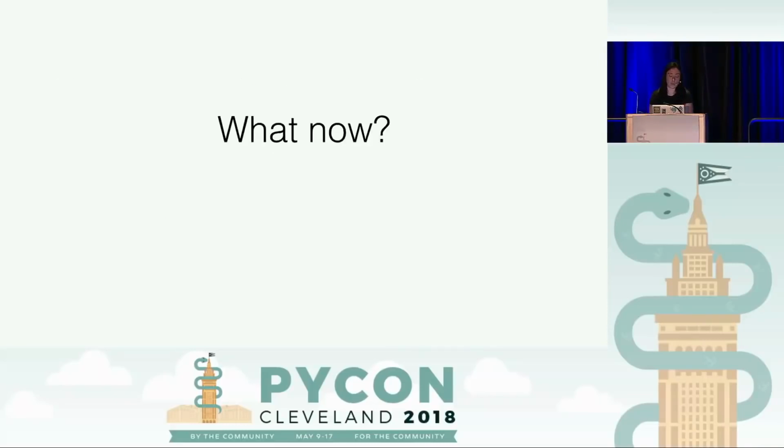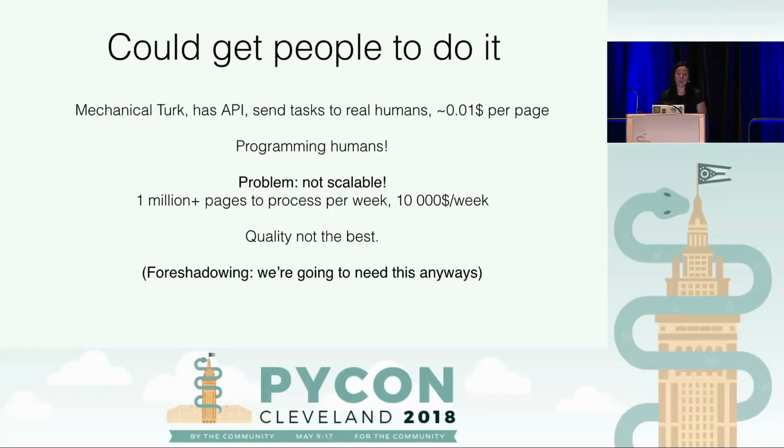So what now? Well, we could get people to do it. You could use something like Mechanical Turk. It has an API. You can send tasks to real humans. It costs maybe a cent per page. It's pretty cool because we're programming humans, literally. It's pretty trippy to me that human cognition in these types of tasks has become one part of a circuit in a greater computation that's basically done by machines. So there's a machine, your brain, a machine. That's kind of cool.